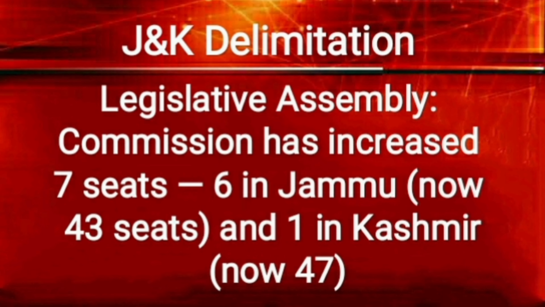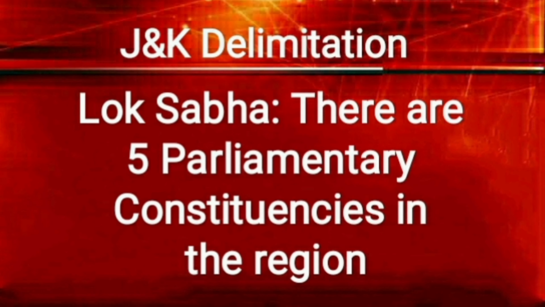Number 1, let's talk about the Legislative Assembly. The Commission has increased 7 assembly seats, 6 in Jammu and 1 in Kashmir. Now these seats have been raised up to 43 in Jammu and the seats in Kashmir have been raised to 47. It has also made massive changes in the structure of existing assembly seats. If we talk about Lok Sabha seats, there are 5 parliamentary constituencies in the region. The Delimitation Commission has seen the Jammu and Kashmir region as one single union territory.